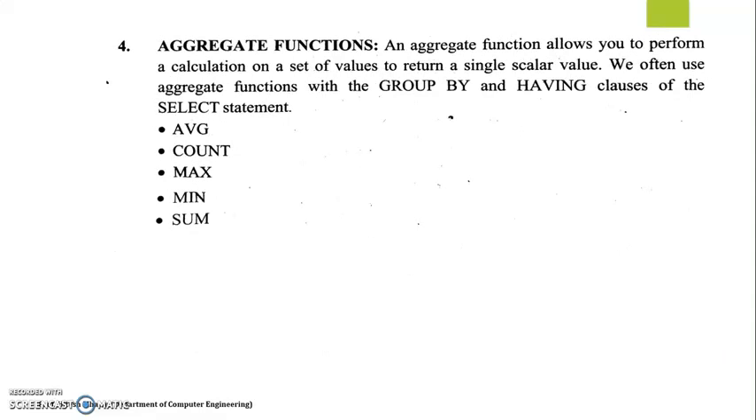The aggregate functions are generally used to perform calculations on a set of values to return a single value. Generally we use these aggregate functions with GROUP BY and HAVING clauses in the SELECT statement. Some of the aggregate functions are average, count, maximum, minimum, and sum.